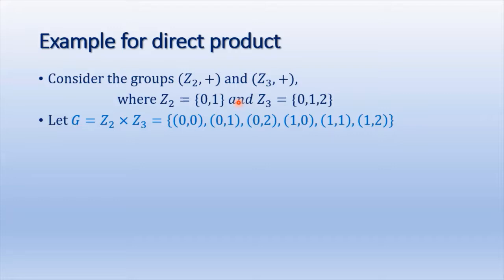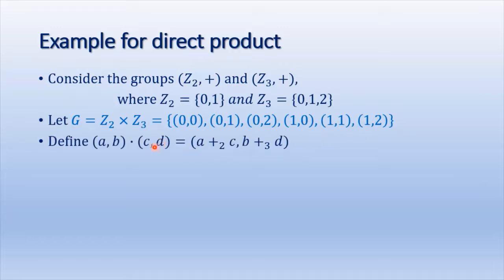So what will be the elements in the Cartesian product Z2 cross Z3? You take one element from the first set and write it combined with the elements of Z3. So (0, 0), (0, 1), (0, 2). Likewise (1, 0), (1, 1) and (1, 2).